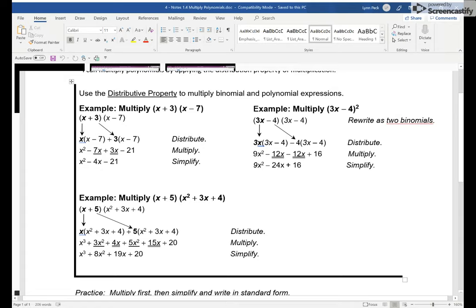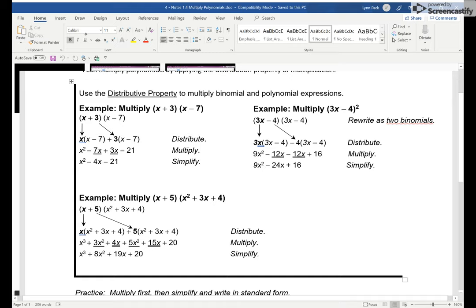Number 6, we can think about the process of FOIL, but remember when it's a binomial times a trinomial, we are distributing all parts of the first through all parts of the second. So there's a lot of multiplications. I'm going to skip down around here to give myself more space. 2w times w cubed is 2w to the fourth. 2w times w squared is 2w cubed. 2w times negative 4w is negative 8w squared. 2w times 5, positive 10w.